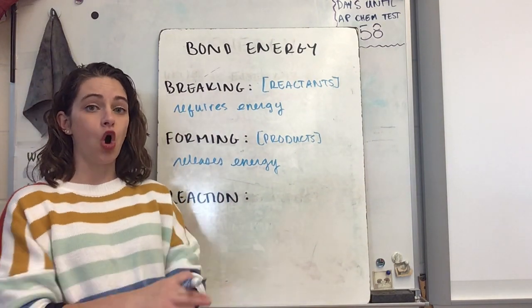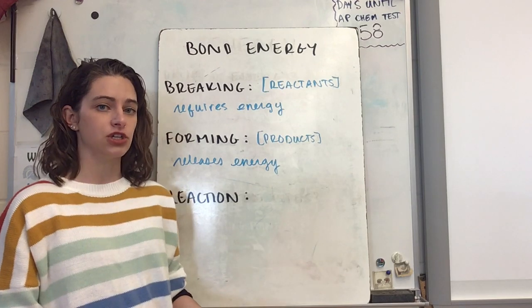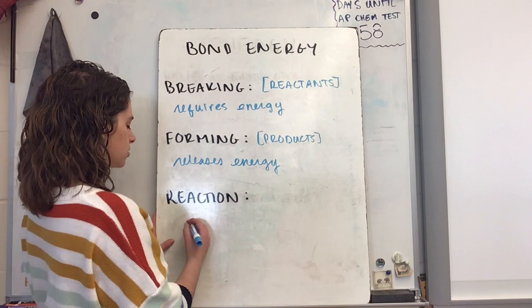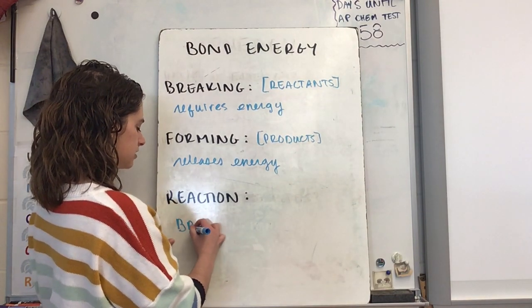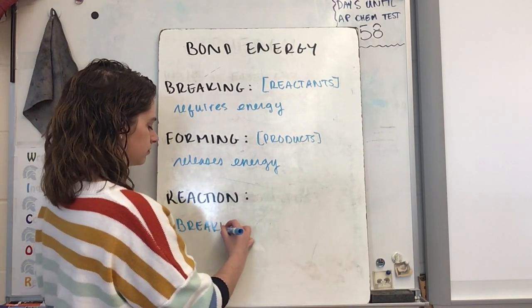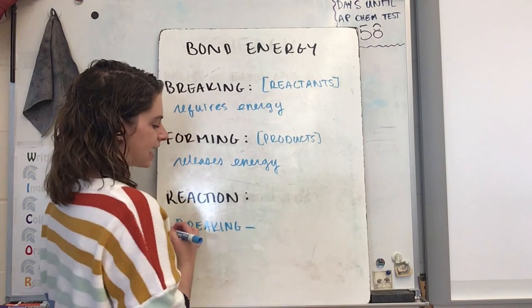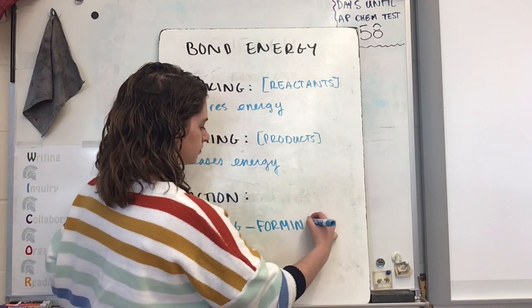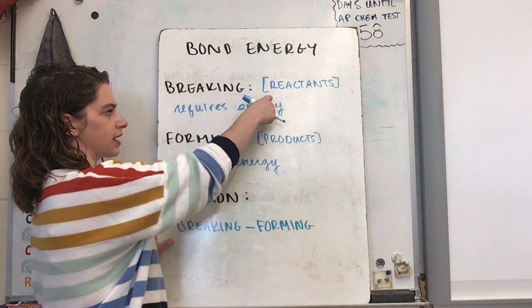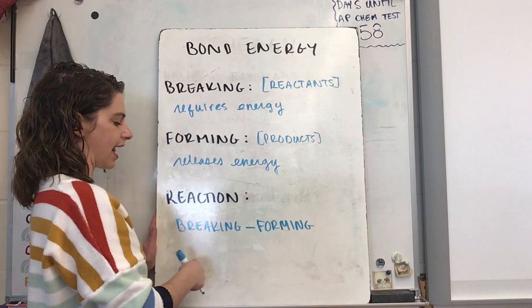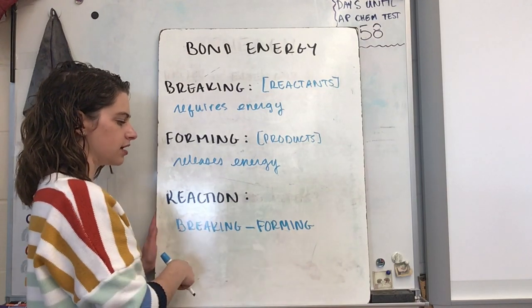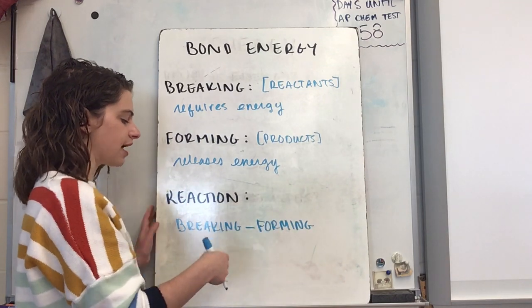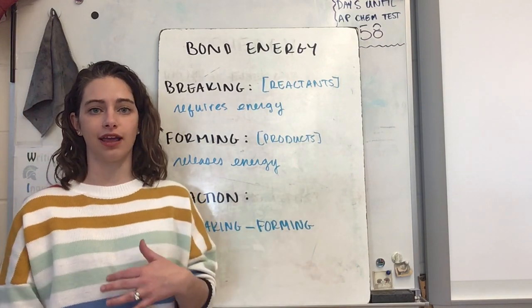So then when we look at the overall, if we're trying to decide how much energy overall in the reaction is involved, we're always going to do our breaking bonds minus our forming bonds. So you're always going to do your reactants minus your products. You're going to add everything up, all the bonds that you break, and then you're going to subtract all of the bonds that you form. Now when you do that, you're going to get either a positive or a negative number.